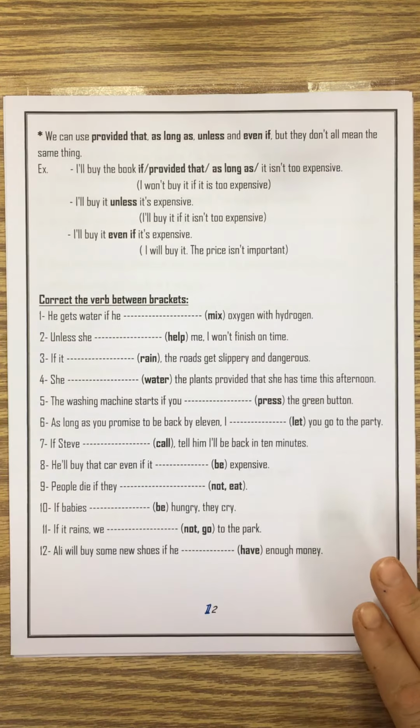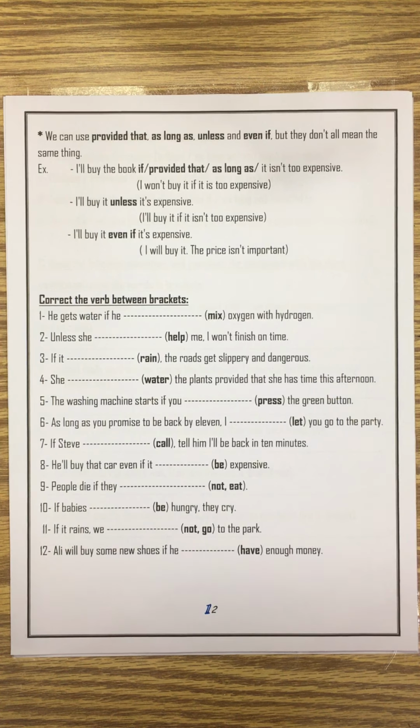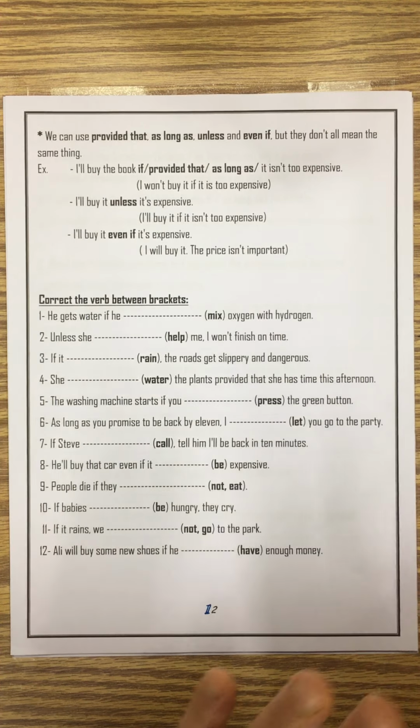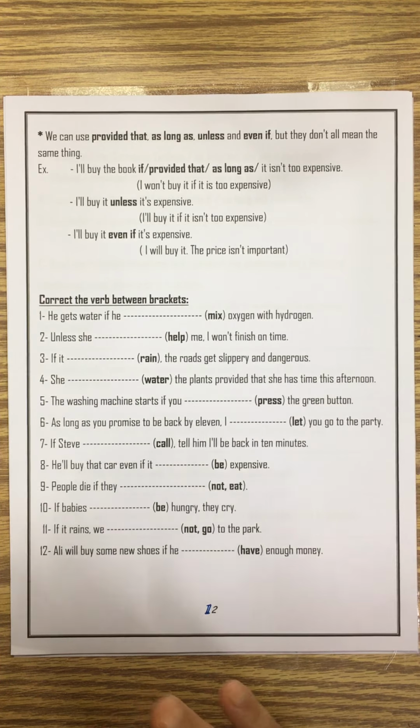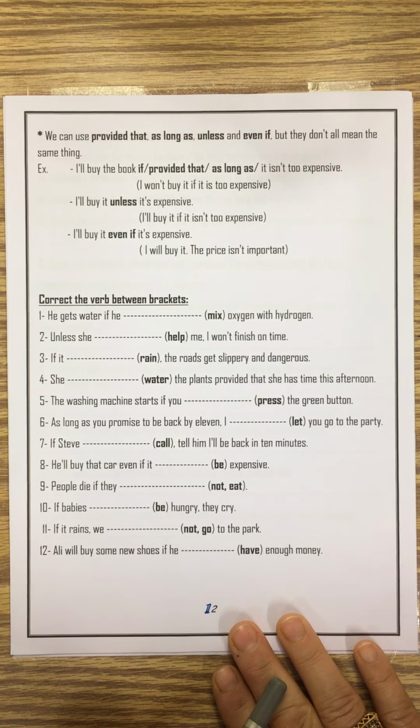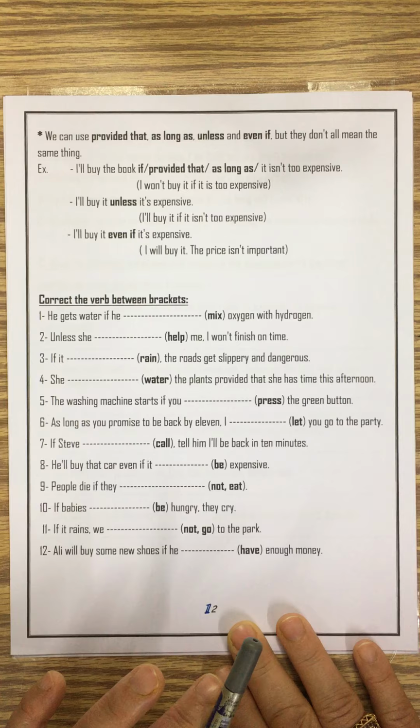Now we have some other words. They are the same like if. They take simple present after them, or they are followed by simple present. And the other part or the other clause has will plus infinitive. But they are different in meaning. We have some words which are similar and we have some other words which are different in meaning. Let us see. We can use provided that, as long as, unless, or even if, but they don't all mean the same thing.